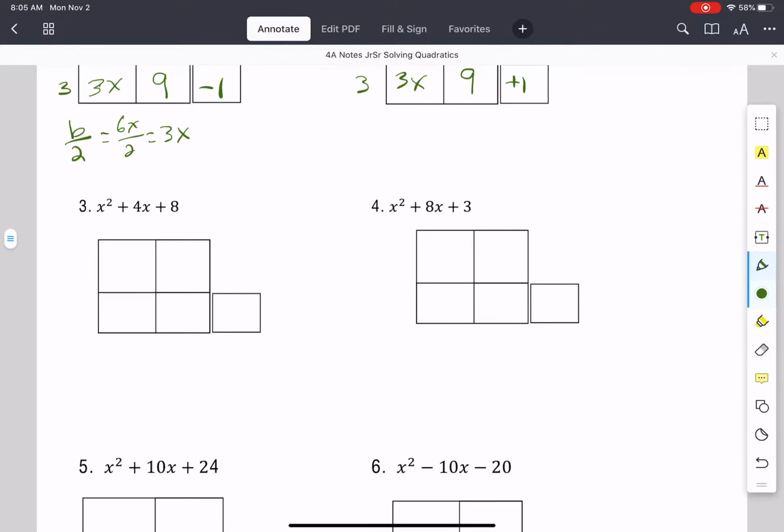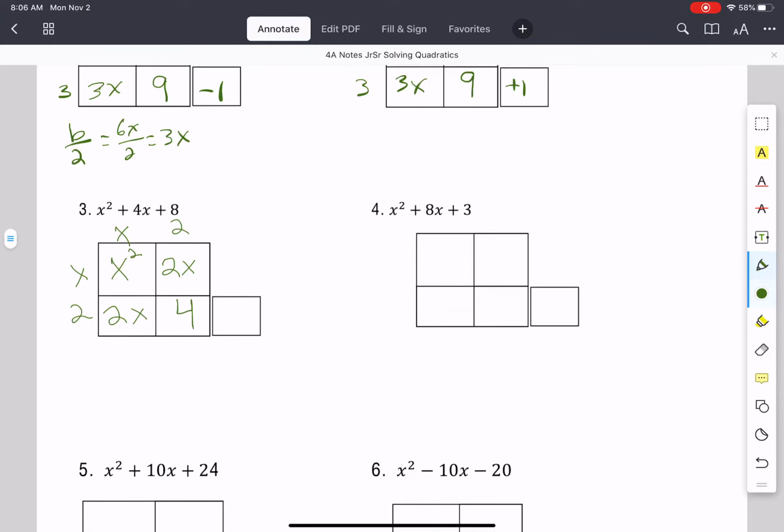Okay? X squared plus 4x plus 8. Put my x squared in. What's my b in this one? 4. So 4 over 2. What's 4 divided by 2? 2. So then I know that these are my 2's. So that gives me this. Okay. What's here? 4. And how do I make 4 become 8? Plus 4. So my vertex form is x plus 2 squared, that's where these are, plus my extra box.